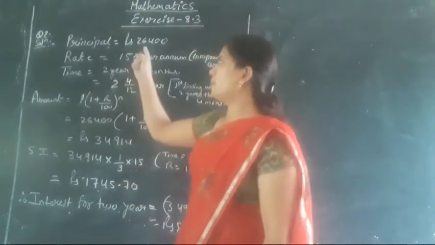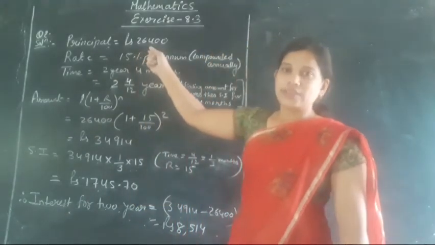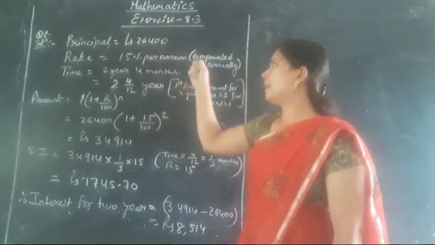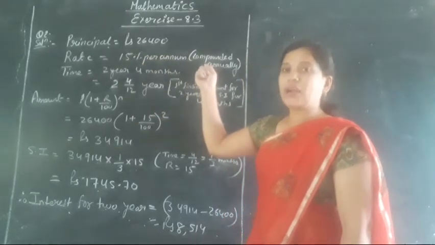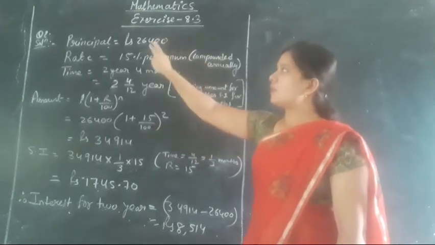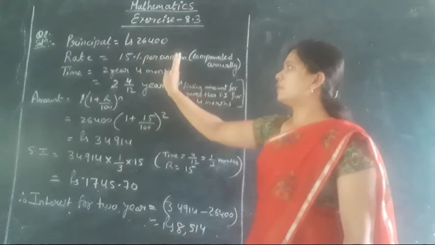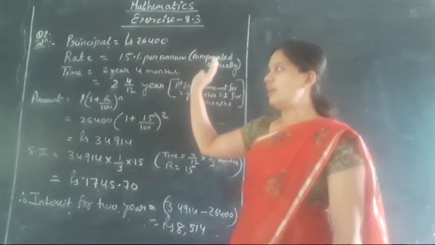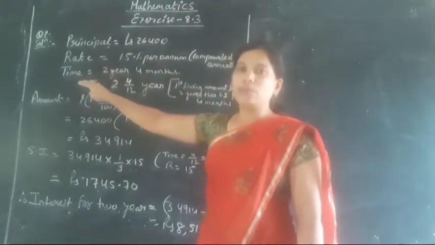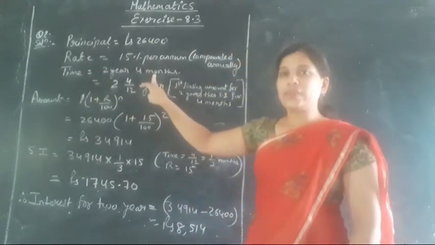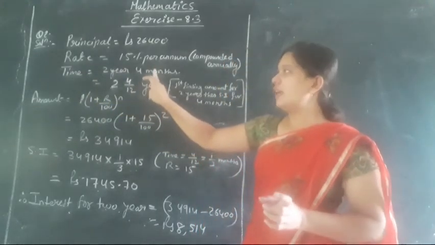Now moving towards the solution of this question number 2, that is Kamla. It is said that principal is given as 26,400, rate is given as 15% per annum, and it is said that it is compounded annually. Time is given, look, very important thing over here: 2 years 4 months. The complete 2 years and 4 months.